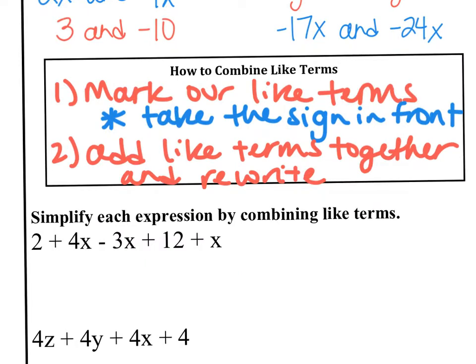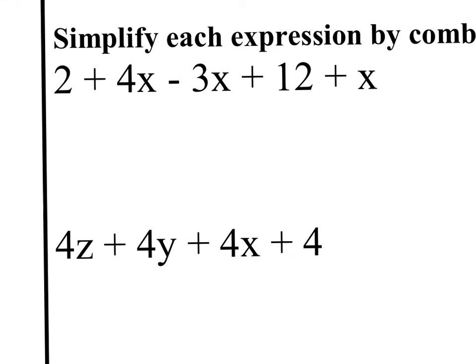Please make sure you write down how we combine like terms. Make sure you write down that we take the sign in front. That's really important. We don't want to forget our negatives or positives. Here we go. Step 1, mark your like terms. When you do that, make sure you take the sign in front. When I mark, I usually circle or underline or box. Do what works for you.